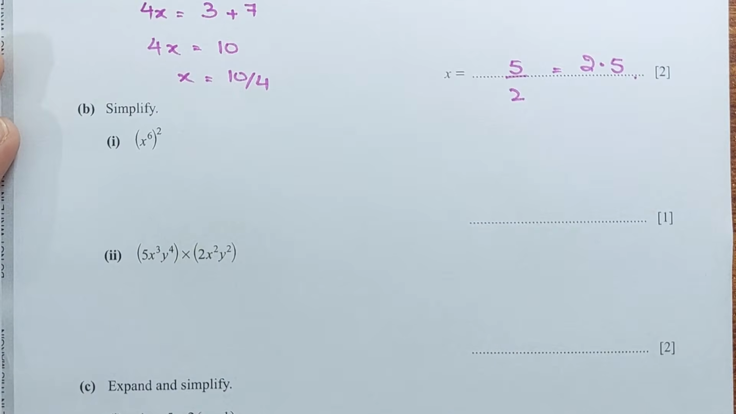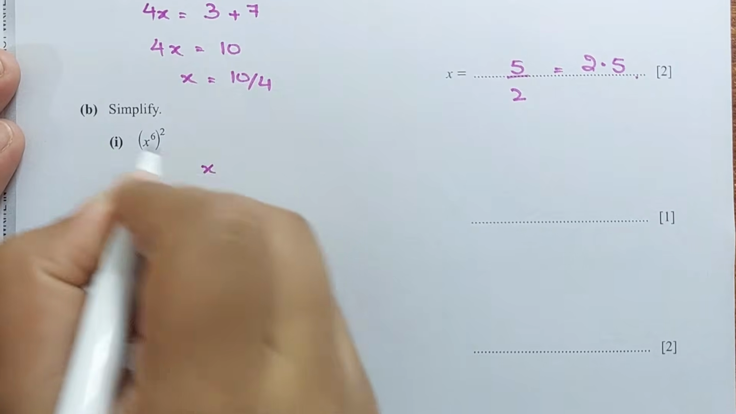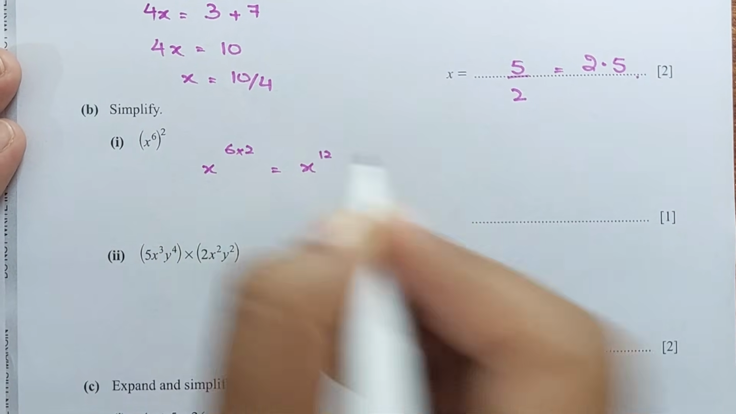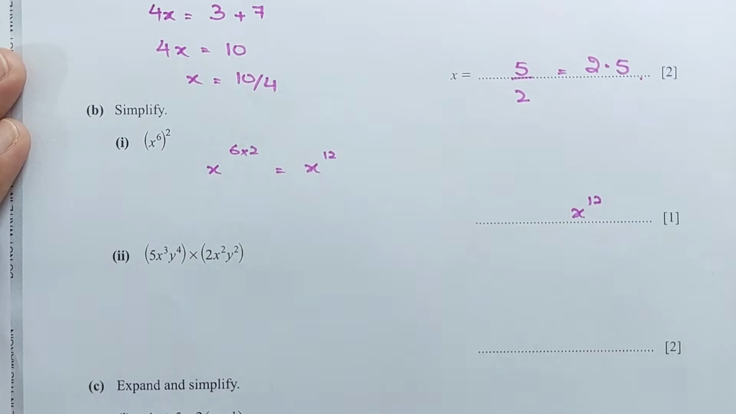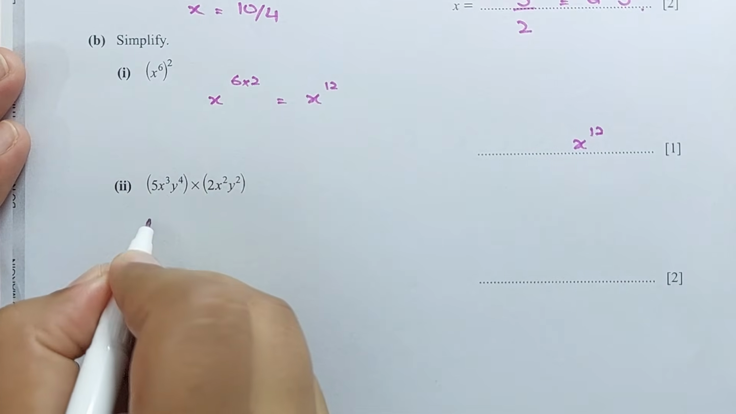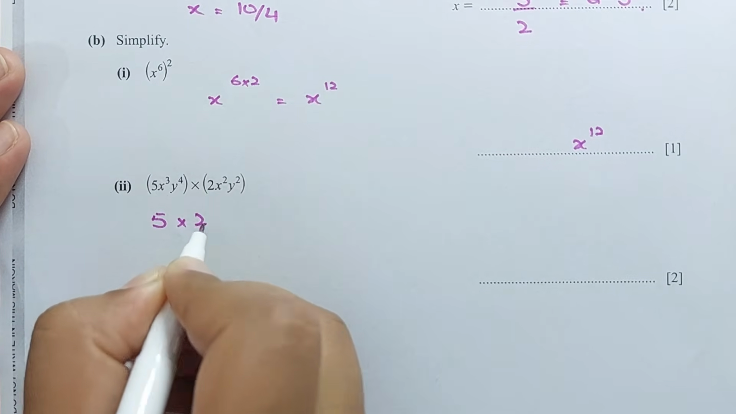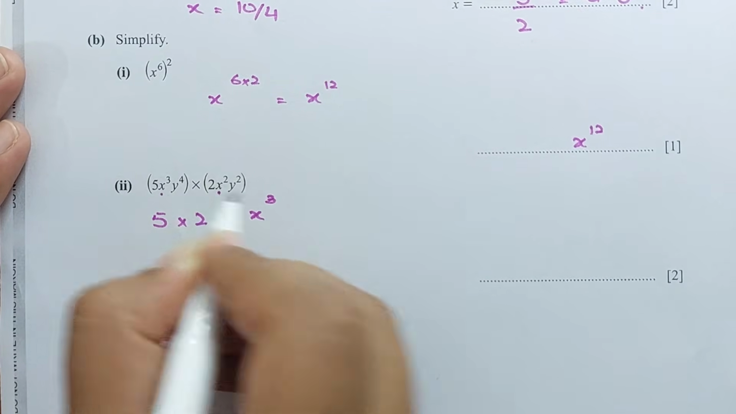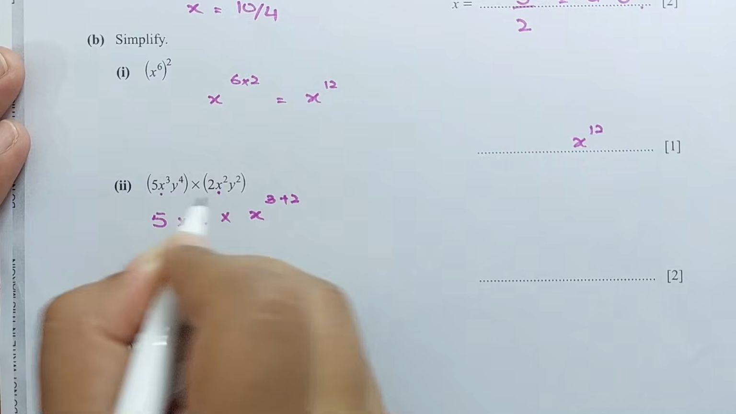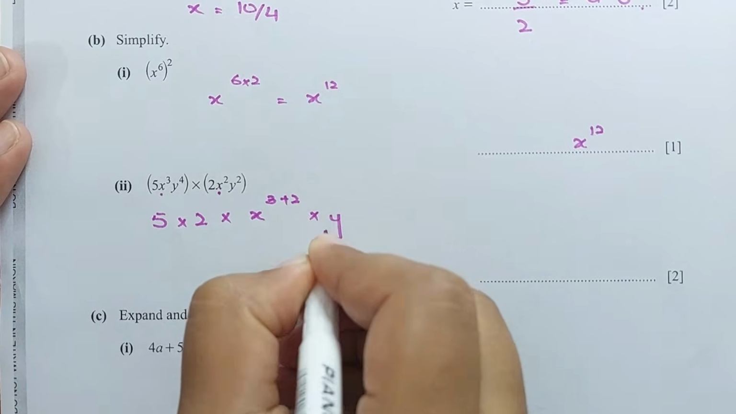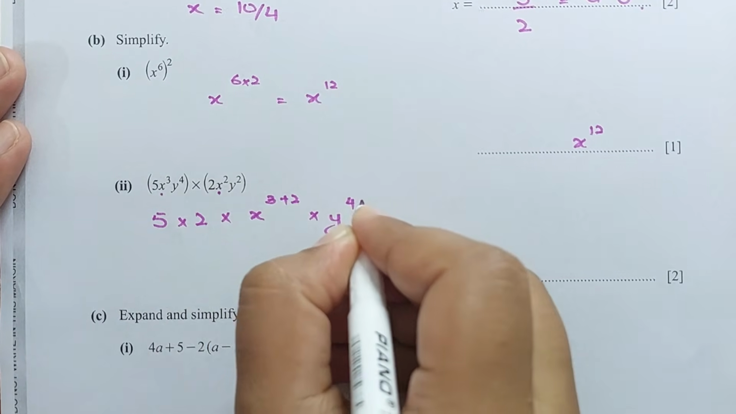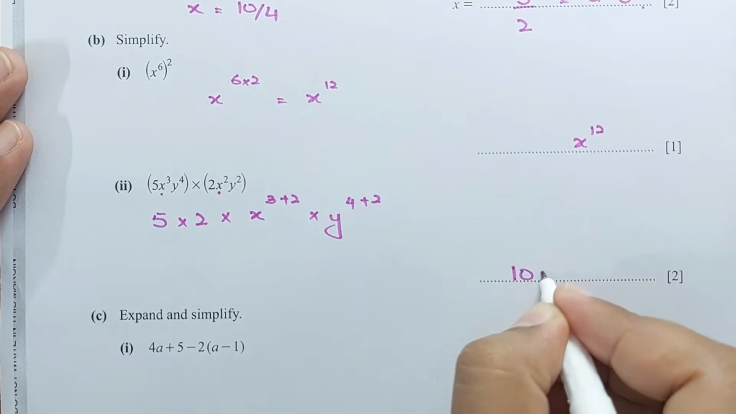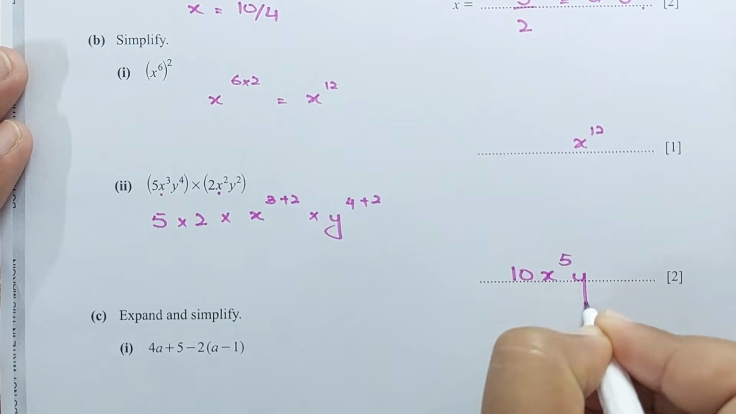Part B, we have to simplify. Number 1: x to the power 6 times 2, this is x to the power 12. Second part: we have 5 times 2, and x to the power 3 and x to the power 2. When the bases are the same, we can add the powers, times y to the power 4 and y to the power 2. So 5 times 2 is 10, and x to the power 5 and y to the power 6.